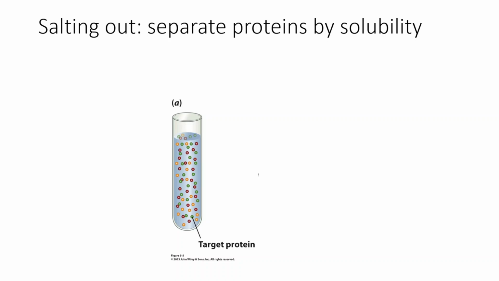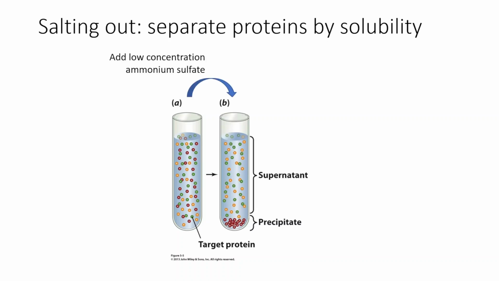So if you have a tube with a mixture of a variety of proteins, and here there's yellow ones, red ones, and green ones, and your protein of interest is green. So first you'll add a low concentration of ammonium sulfate. So that would precipitate out these red proteins, which are not very soluble. And then the green and yellow proteins are more soluble, they'll still stay in solution.